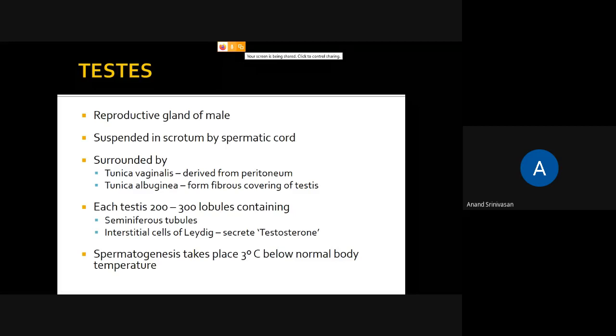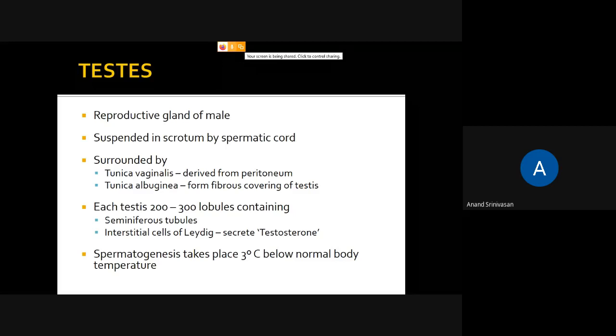So that's why the testis is present outside the abdomen in males. For females this is not required. The development of the egg can take place at a slightly higher temperature also. So temperature maintenance is not required in females, and that's why the ovary is present inside the abdomen.